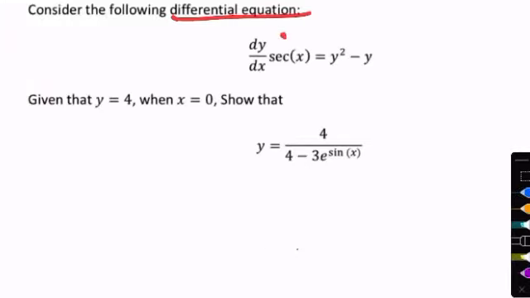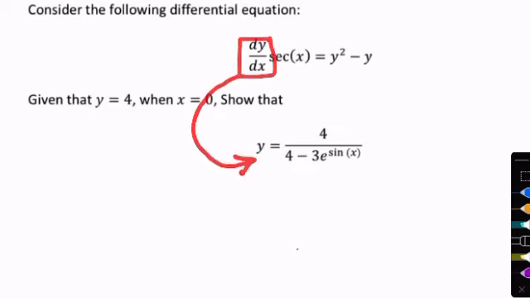Okay, so this is a differential equation. We know dy over dx in terms of x and y, and the question asks us to find y. The only way to go from a differential equation to y is to somehow integrate.